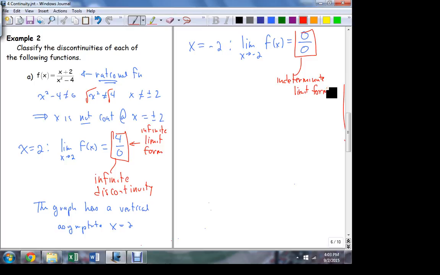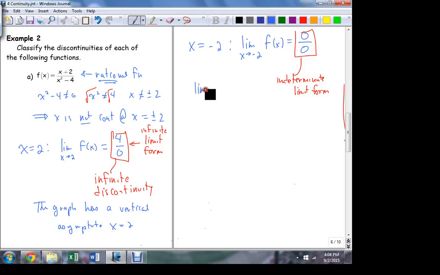Okay, what can I conclude about the limit from that? Nothing. Maybe it exists, maybe it doesn't. We have to look at it more carefully. So, further investigation is required for the indeterminate form. The infinite form, I'm done. Once I see that numerator not being zero, but the denominator going to zero, I'm done. But in this case, I've got to look at this more carefully.